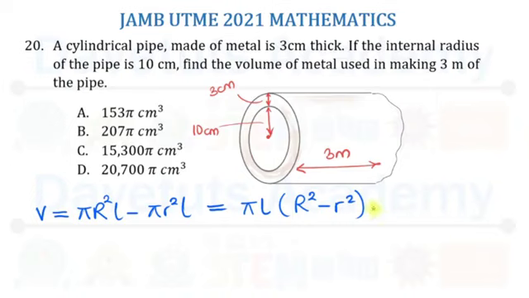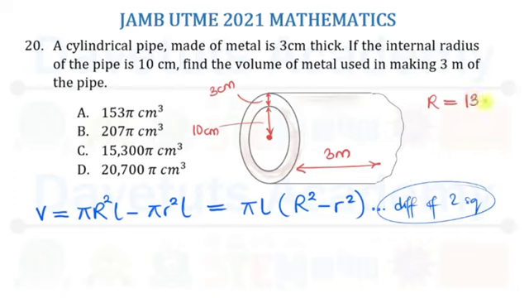This is nothing but the big R squared and the smaller r squared, this is actually a difference of 2 squares. You do have to note that, okay? There is a difference of 2 squares, because it will help you to solve your question directly and on the go. So what is your capital R? That's the bigger radius. It will be that 10 plus that 3, okay, because it is from the center to the edge. So that will be 10 plus 3, that will be 13 centimeters.